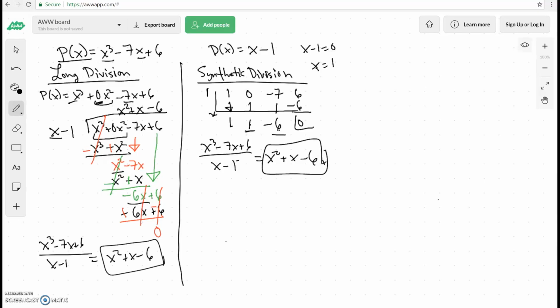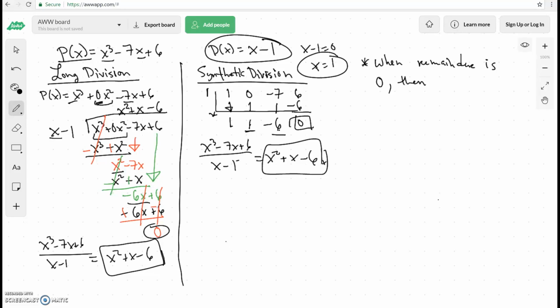Now, the cool thing about this, when the remainder is 0, notice how it's 0 here and it's 0 here, then the divisor, where d of x equals 0, is a 0 for p of x. Okay? So we already know that that's going to happen where it crosses the x-axis.